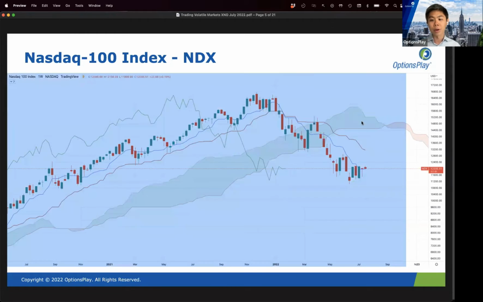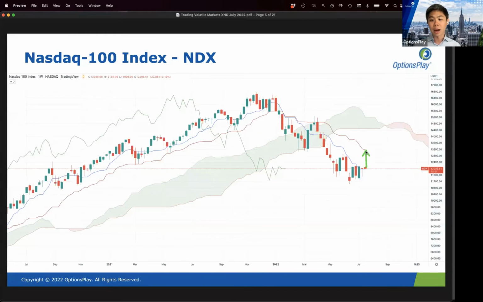And the question was whether or not we were going to see this push higher back towards the base conversion line. Right now, we're trading just around 12,000. The baseline is trading just north of 13,000. So we're going from 12,000 to 13,000. This was the potential opportunity going into this week.